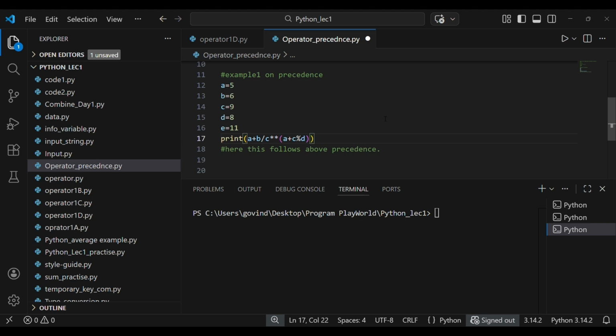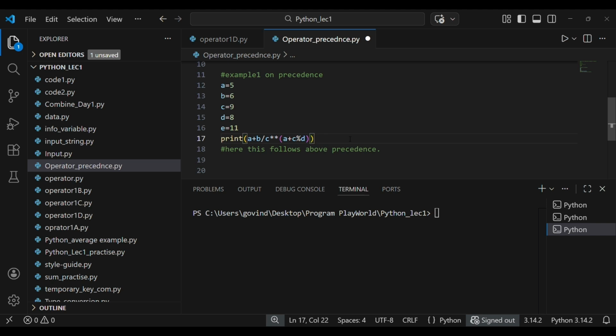After taking this complete bracket, inside we put a plus b, then we use the division operator, then c, then the power sign. I am using the sign because pronouncing operator many times can get confusing. So this is a power operator. Then we again use a bracket, and inside it we use a plus c modulo d. Here we are going to learn how this sequence is followed.